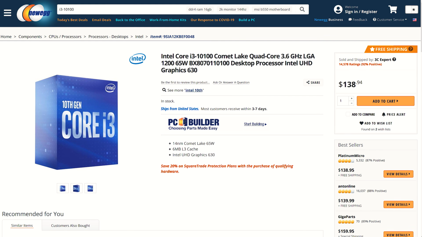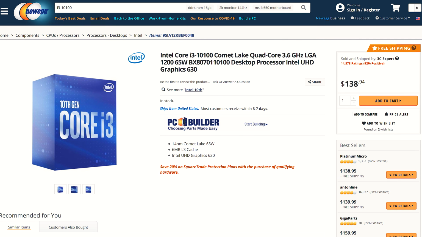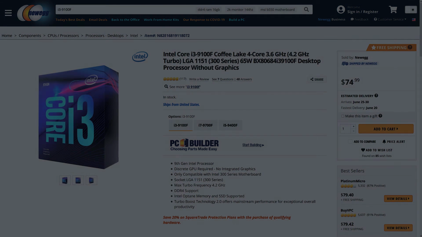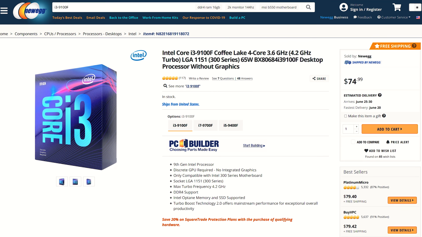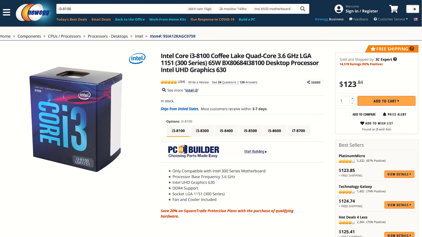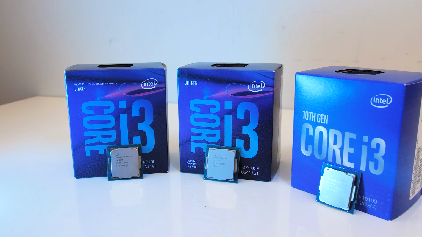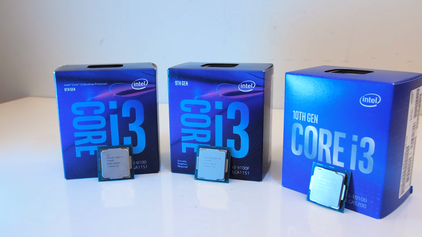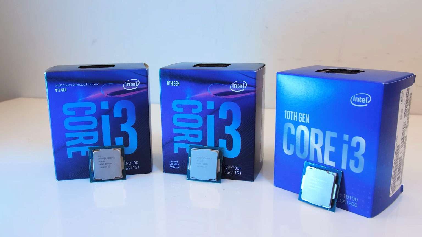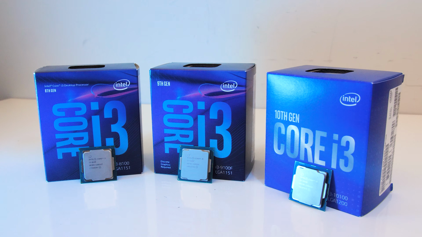In terms of price differences, the 10100 seems to go for $140, $75 for the 9100F, while the 8100 appears to be more expensive, probably as it's older and harder to find. There is also the F version of the 8100, but that's not what I have here, so you could probably save some money if you don't need the integrated graphics.